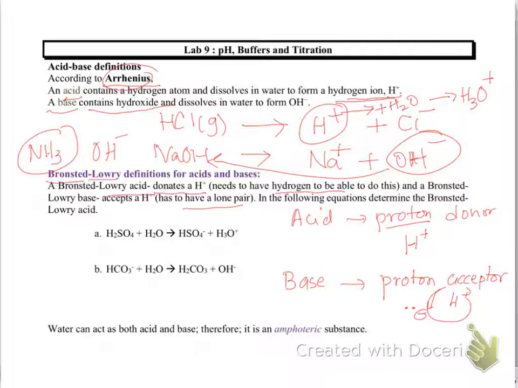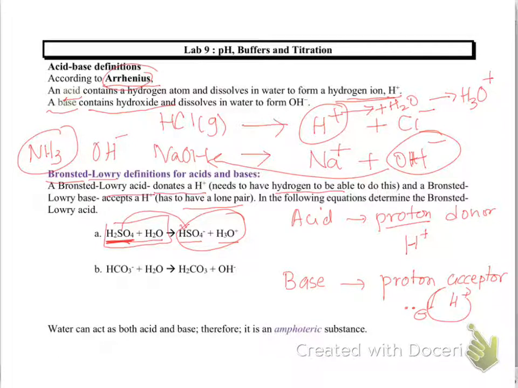H2SO4, sulfuric acid, when dissolved in water, produces hydrogen sulfate ion and hydronium ion. Now, these are my two reactants. One of them is an acid and one of them is a base. How will we find out which one is an acid and which one is a base? By looking at the products. So look here, H2SO4, and look at how it's changing. It is changing to HSO4 negative.